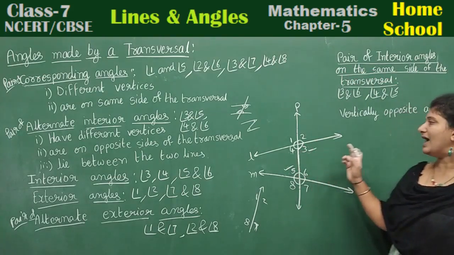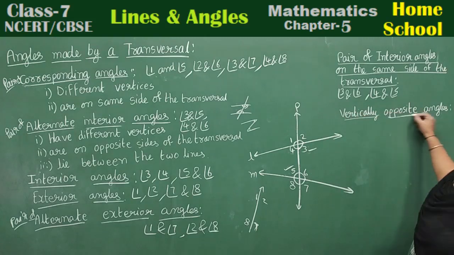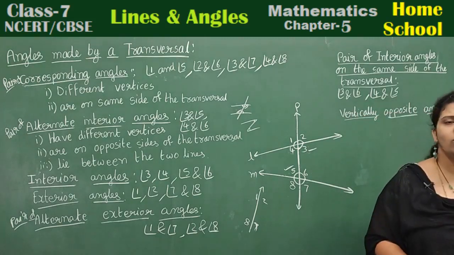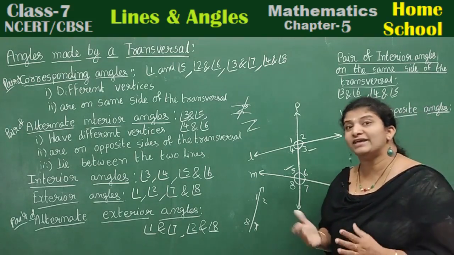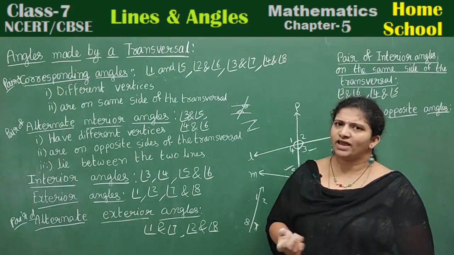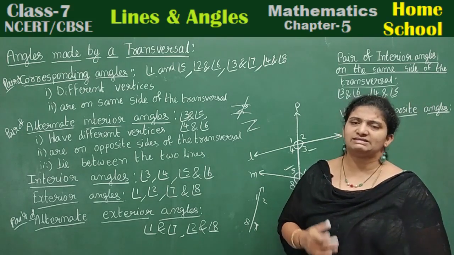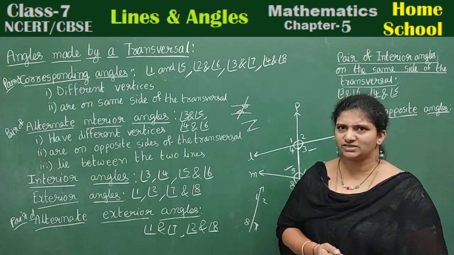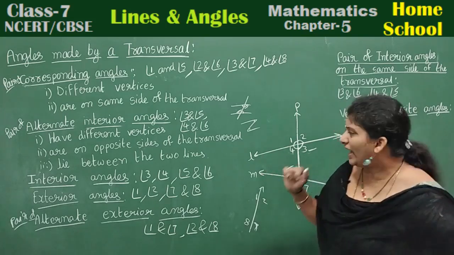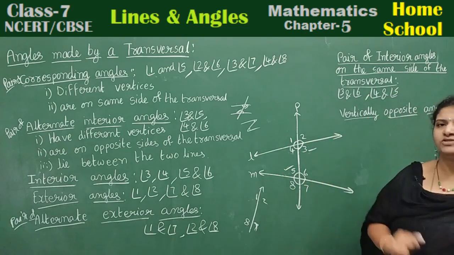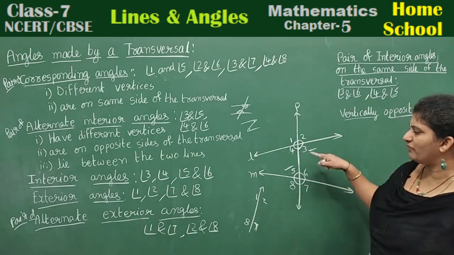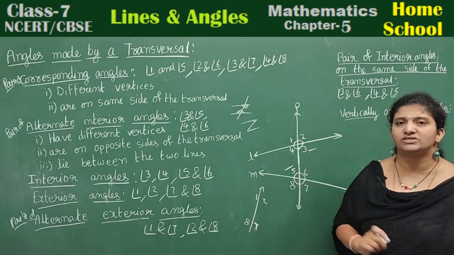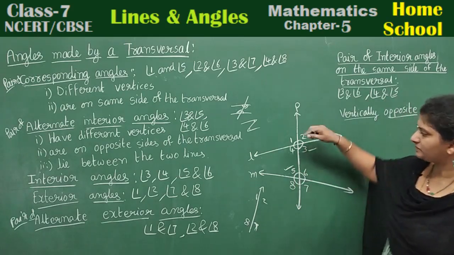Right? And the last one, vertically opposite angles. What are vertically opposite angles? You just remember the X shape. Already we have seen what are vertically opposite angles, adjacent angles, some angles we have seen. Now, where are vertically opposite angles? Identify here. X shape, wherever you get an X shape, you are going to see vertically opposite angles.